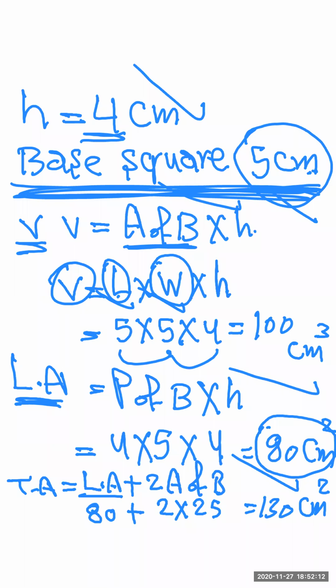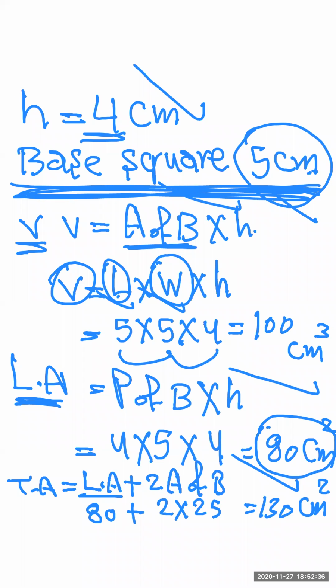Now it's clear? Mister, why did we use 25? The area of the square equals what? The side times itself, right? Yeah, so 5 times 5 is 25. Okay.